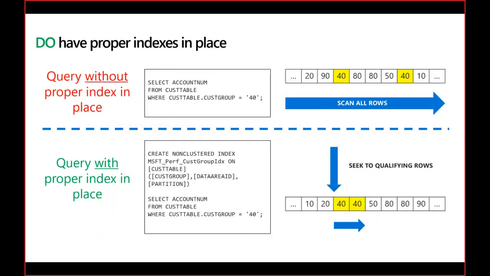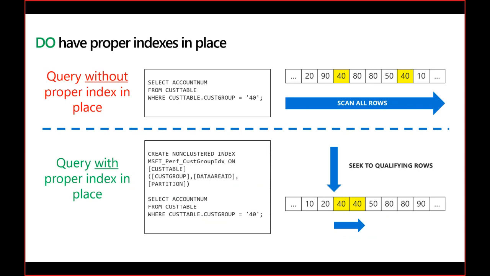The next one is do have proper indexes in place. Again, very obvious, everybody would say, of course, but still we see a lot of times it's not done. We still see a lot of queries, custom queries, sometimes also standard queries without the proper index in place. This is a very simple example, which highlights one that doesn't have a correct index and the other one has an index. The upper part is just scanning all rows. And the bottom part can immediately go and do a seek to the qualifying rows.